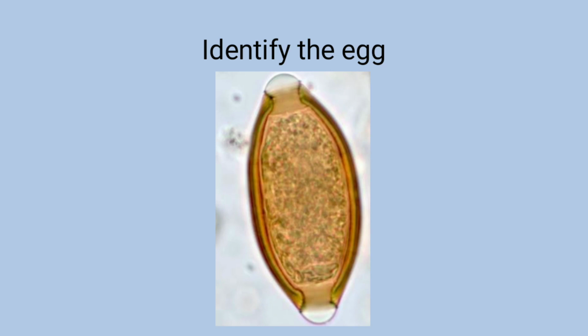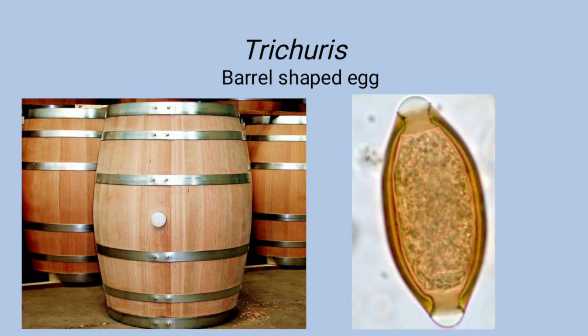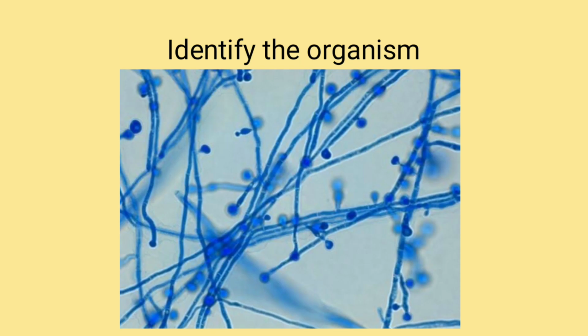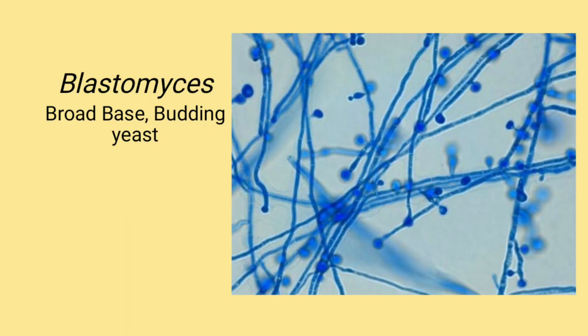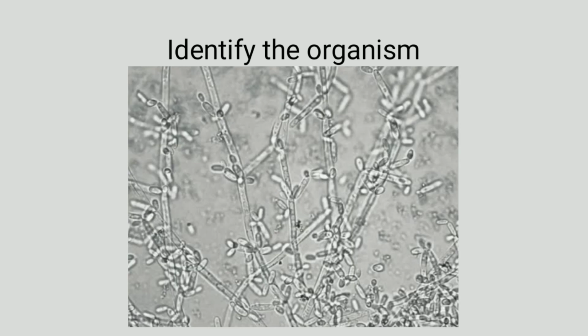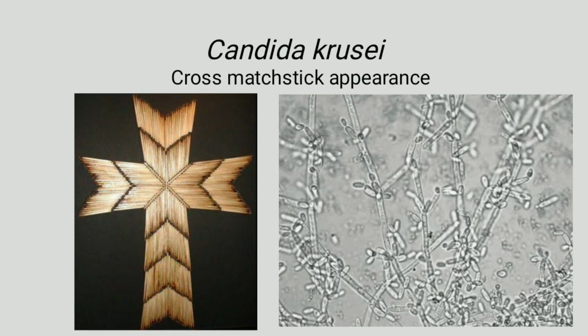Identify the egg. Barrel shaped egg, Trichuris. Identify the organism. Broad base budding yeast, Blastomyces. Identify the organism. Cross matchstick appearance, Candida krusei.